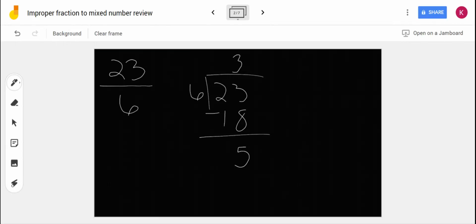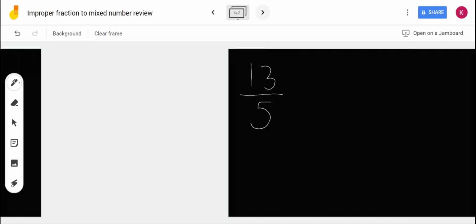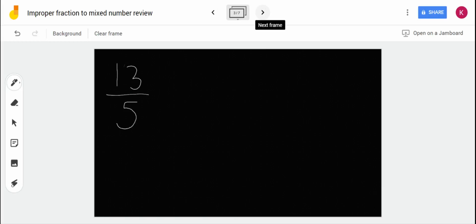So in order to make my mixed number, 3 right here is my new whole number. And then my fraction is going to become 5 because that's what's left over right here. And my denominator is going to stay 6. It started as 6 and it's going to stay 6. So I know that 23 sixths is the same as 3 and 5 sixths. Let's look at another one.